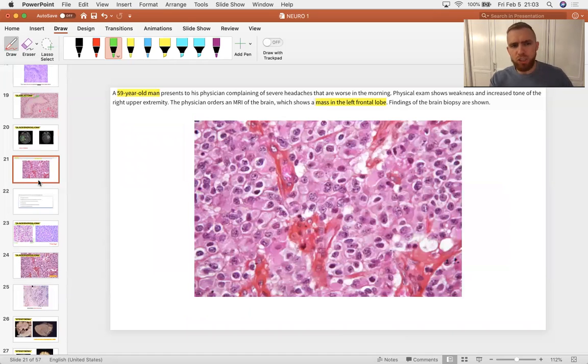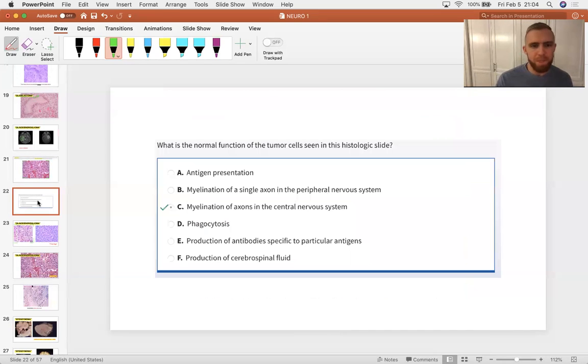And here's a question. A 59-year-old man presents with severe headaches that are worse in the morning. There's a mass in the left frontal lobe on MRI. So you take a biopsy and you see this histology. So you should be thinking, wow, those are pretty round cells, but at the same time, they've got a good amount of cytoplasm to them. I think they kind of look like fried eggs. So what's the question here? Well, the question is, what's the function, the normal function of the tumor cells seen in this histology slide?